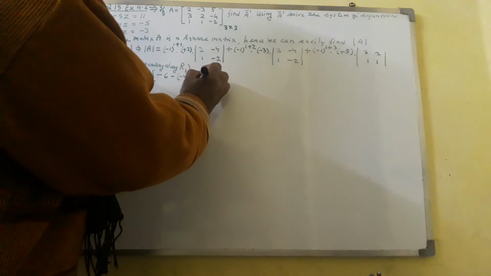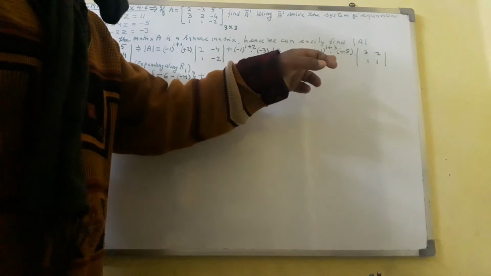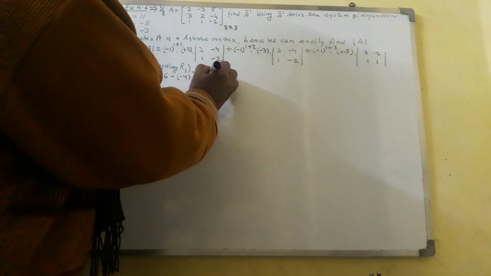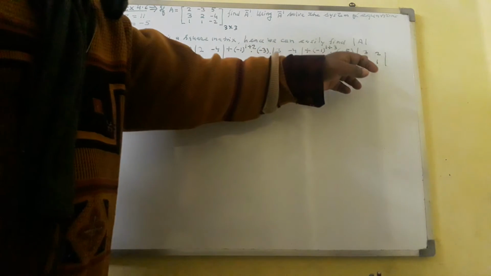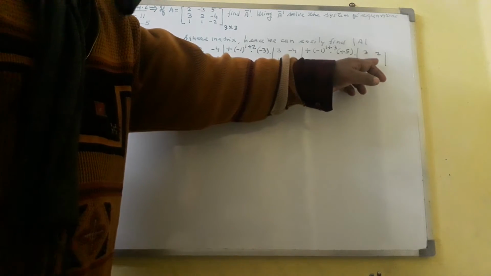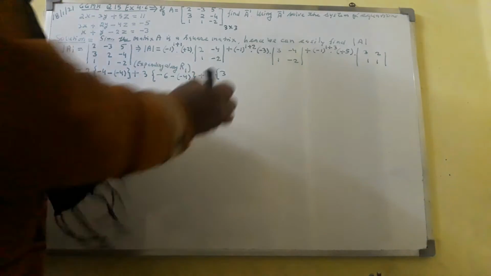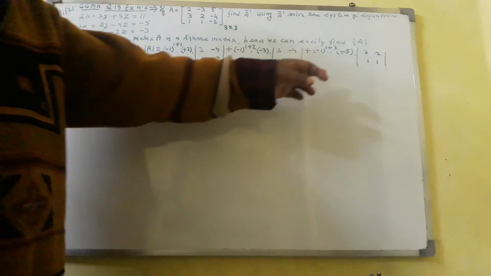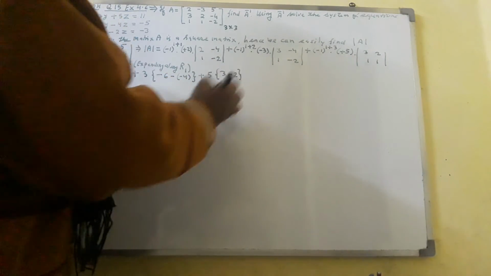Plus, here write plus, and minus 1 raised to the power 4 comes out to 1. 1 will multiply to plus 5 comes out to 5. Here you can see elements of principal diagonal 3 and 1 multiply together. We will get 3, minus, and elements of reverse diagonal 2 and 1 will multiply together. We will get 2. Curly bracket close.